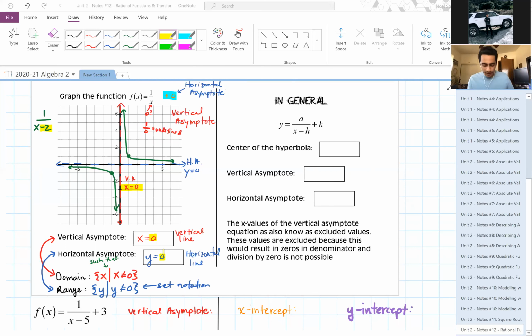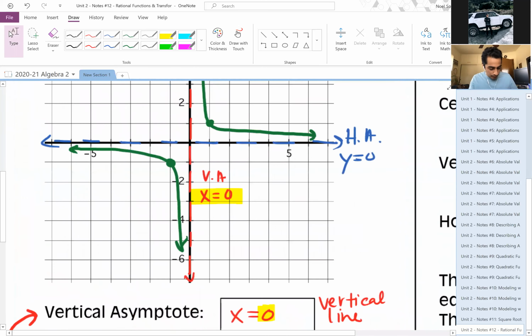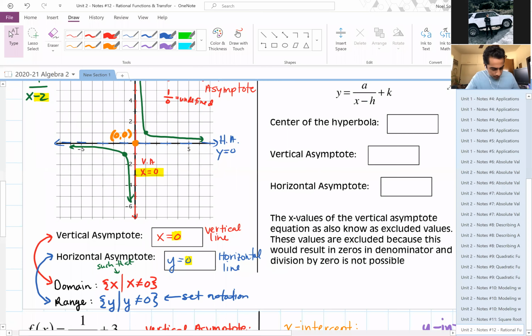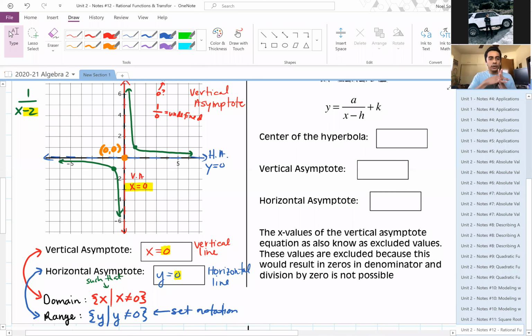Somebody was asking earlier, what is the vertex of a function like this? There is no vertex, but what we do have is what we call the center of the hyperbola. The center of the hyperbola happens where the two asymptotes intersect. So that point would be 0, 0, right? But that point is not as important to us, especially because we're not graphing these. So that would be my center, 0, 0, because that's where the two asymptotes intersect.